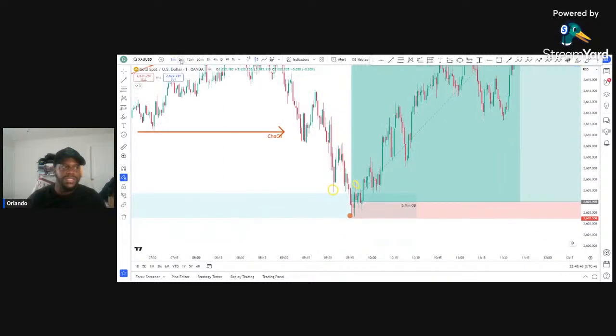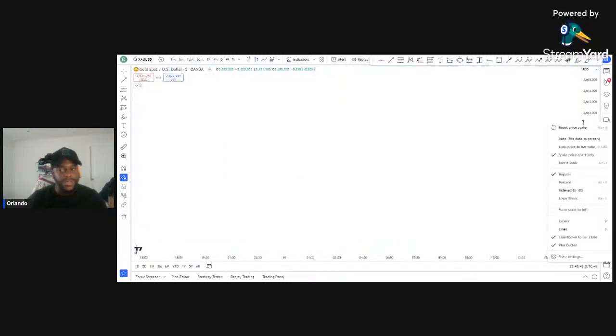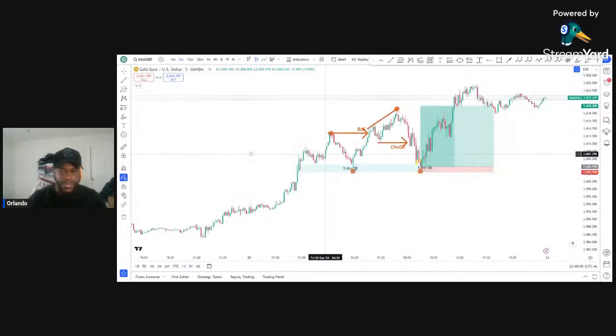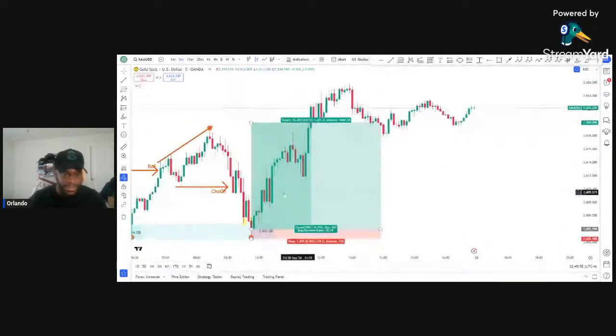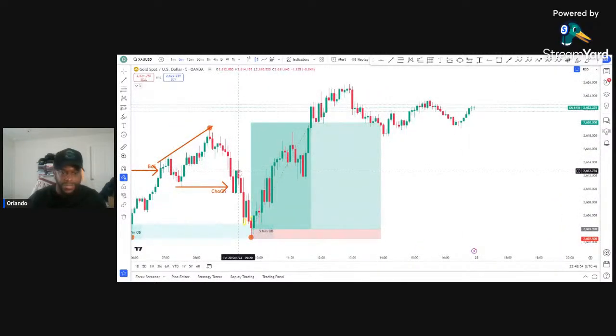Where was TP1? TP1 was at the what? Redistribution right here. So right in here was TP1. Okay? Because this is an opportunity for the sellers to be able to push this market down. Okay, so we got to respect that. Okay, cool. The market broke up above that. TP1 hit.